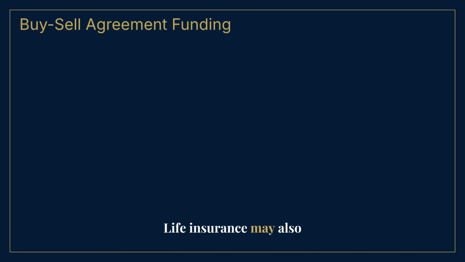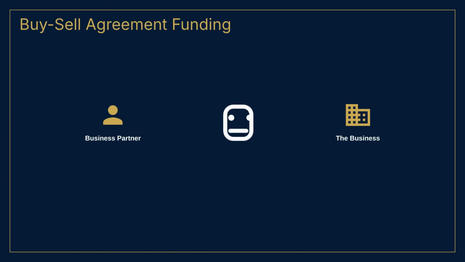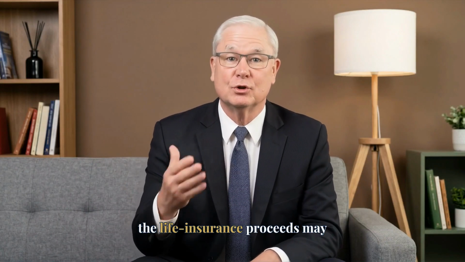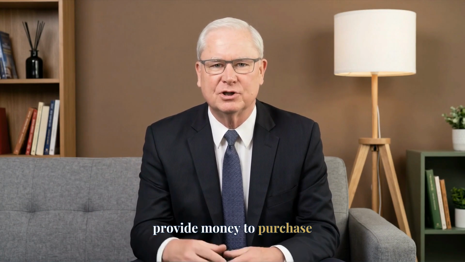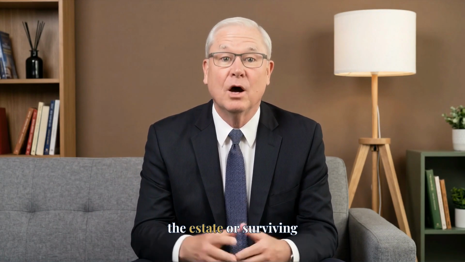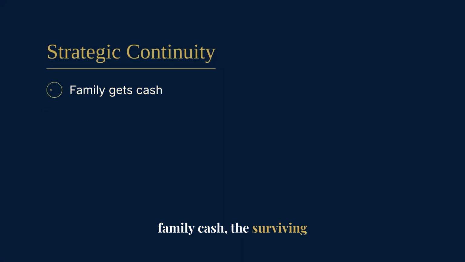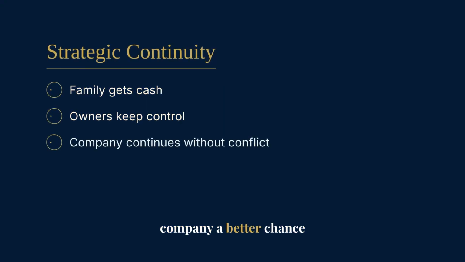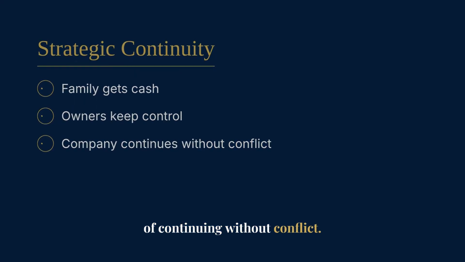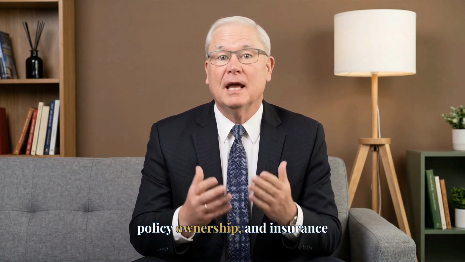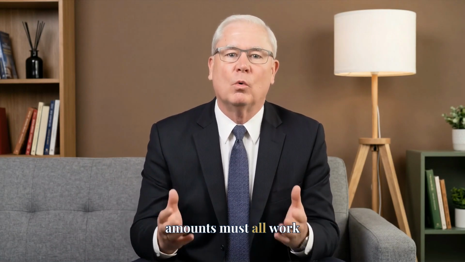Life insurance may also fund a buy-sell agreement. It explains what happens to an owner's business interest after death, disability, or retirement. If an owner dies, the life insurance proceeds may provide money to purchase that owner's share from the estate or surviving family. This may give the family cash, the surviving owner's control, and the company a better chance of continuing without conflict. The agreement, business valuation, policy ownership, and insurance amounts must all work together.